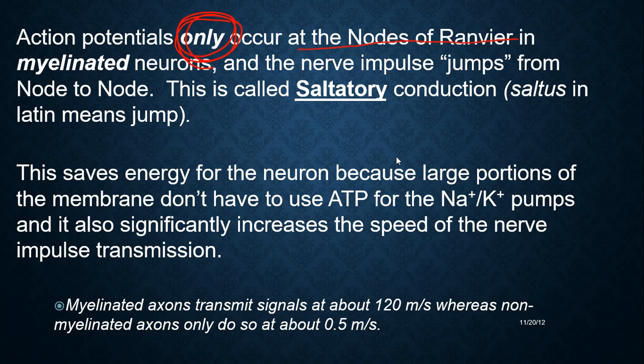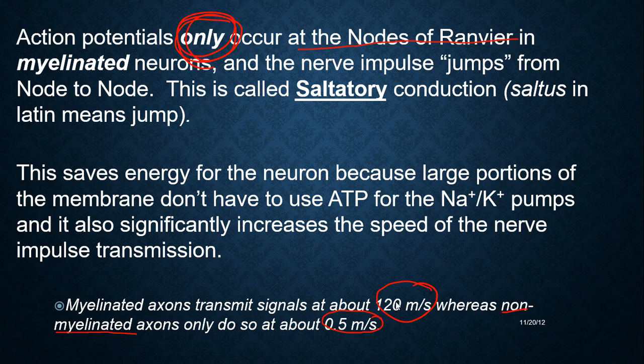For example, just to put some numbers to show you how much faster this is: in a non-myelinated neuron, a neuron that does not have this myelin sheath, nerve impulses travel at about 0.5 meters per second, which is still pretty fast. But in a myelinated neuron, that moves to 120 meters per second. Way faster. So what's the advantage of having myelinated neurons in my peripheral nervous system?